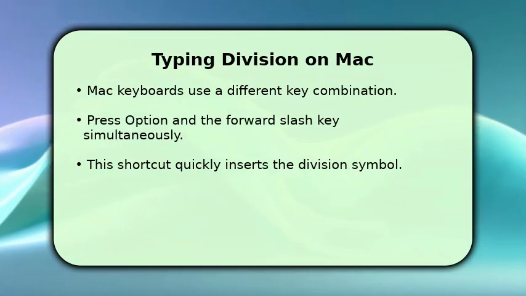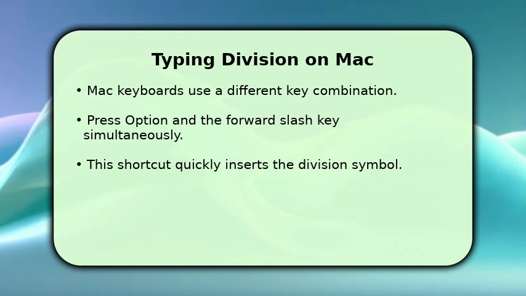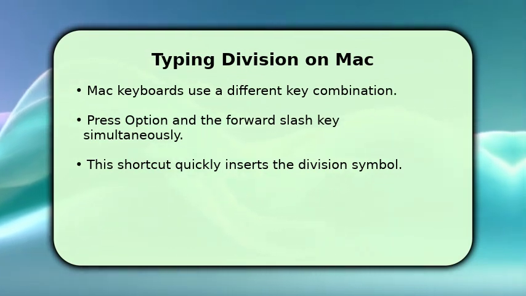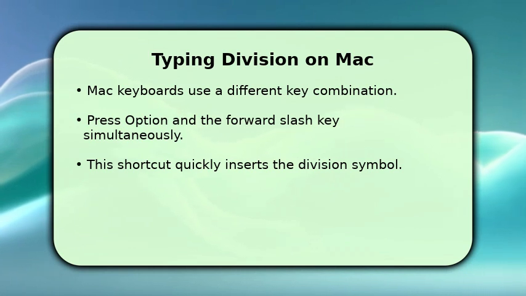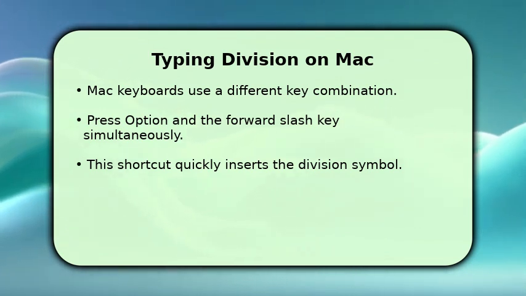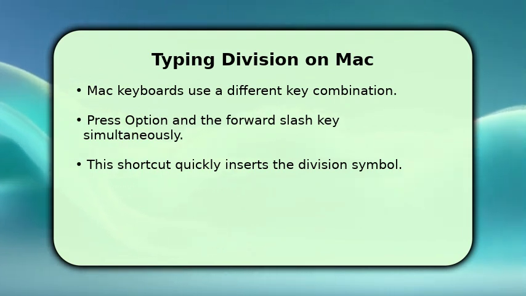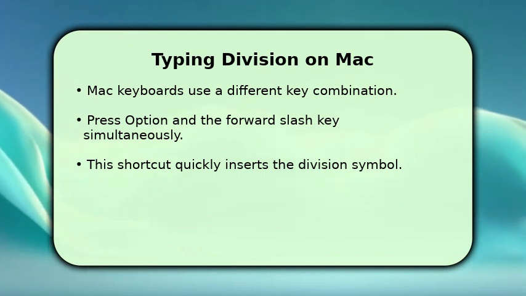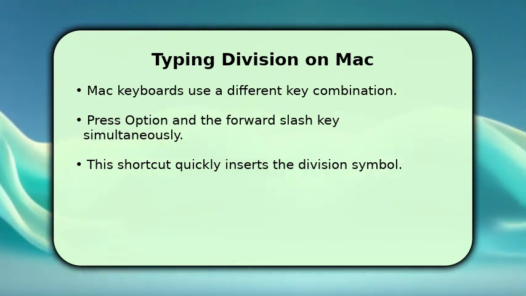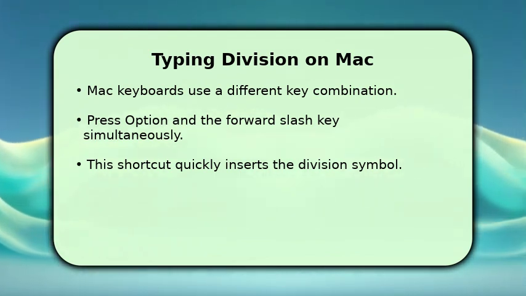Mac users have an even simpler shortcut for the division symbol. You don't need to remember a 4-digit code. Instead, just locate the Option key, sometimes labeled Alt, on your keyboard. Hold down the Option key and then press the / key, which is typically found near the Shift key. Releasing both keys will immediately produce the division symbol, making it very convenient.